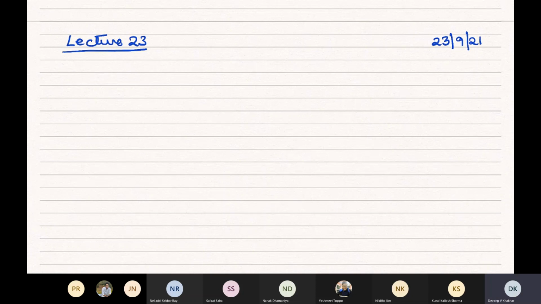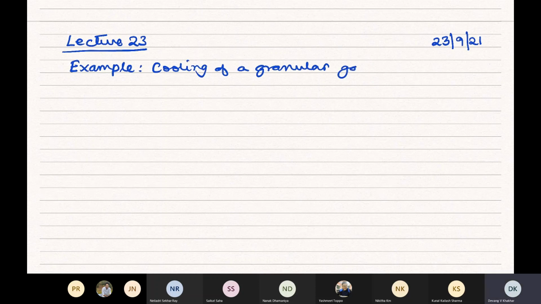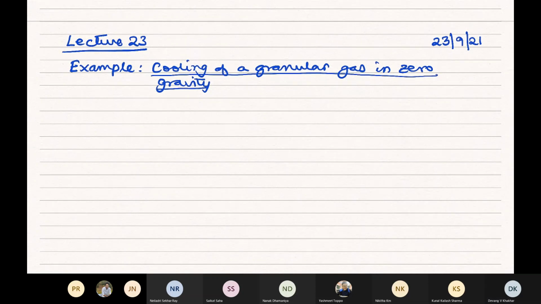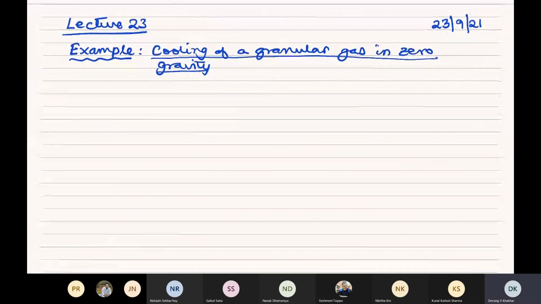So which is the first problem that we want to look at? How do we use these very complicated equations that we have put down? So the first example that we want to look at is cooling of a granular gas in zero gravity. Okay, so this is the problem.